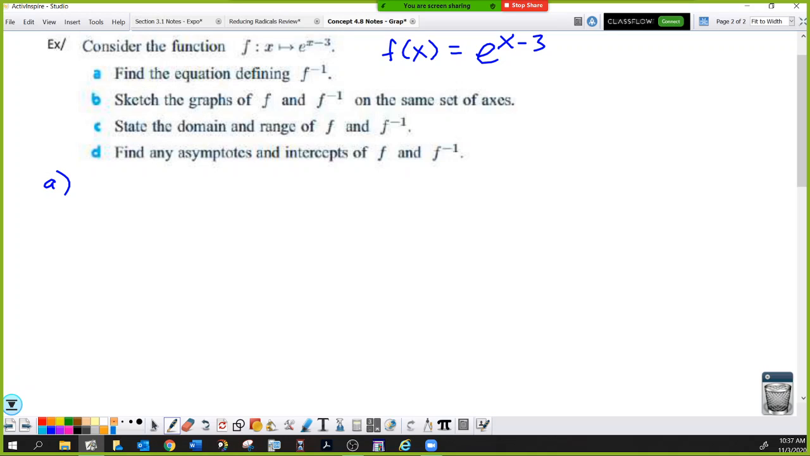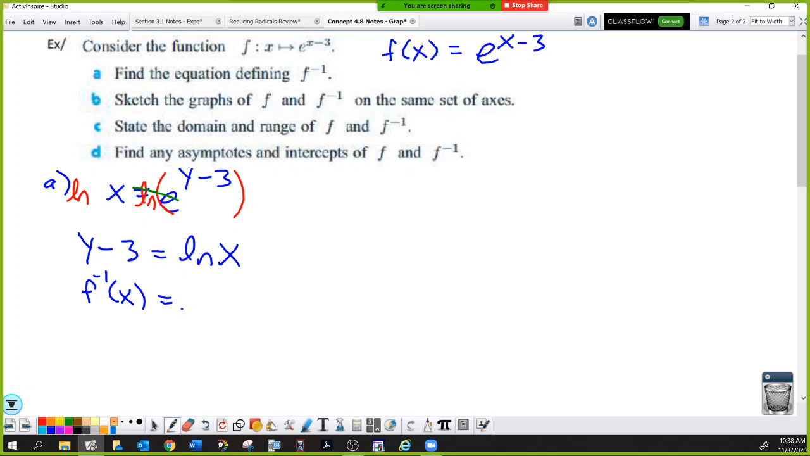So A. Switch x and y. x equals e to the y minus 3. And now we just get y by itself. How am I going to cancel that base e? Natural log, because it's log base e. So we take the ln of both sides. These cancel. y minus 3 equals the ln of x. And then just add 3 to both sides. f inverse of x equals the ln of x plus 3.